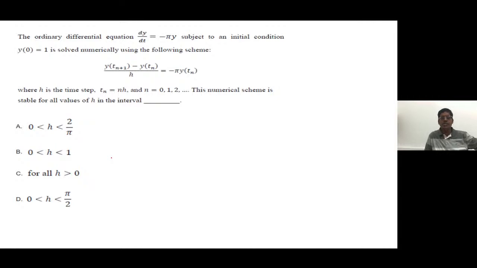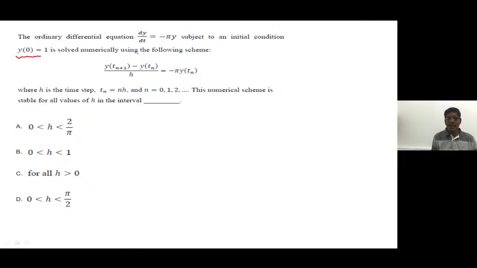Let us read the question. The ordinary differential equation dy by dt is equal to minus pi into y. We are all habituated to y and x variables with the notation dy by dx. So for convenience, replace t by x so that it is converted into y and x variables, so that it is easy to compare the procedure and formula. Subject to an initial condition, that is y of 0 is equal to 1.